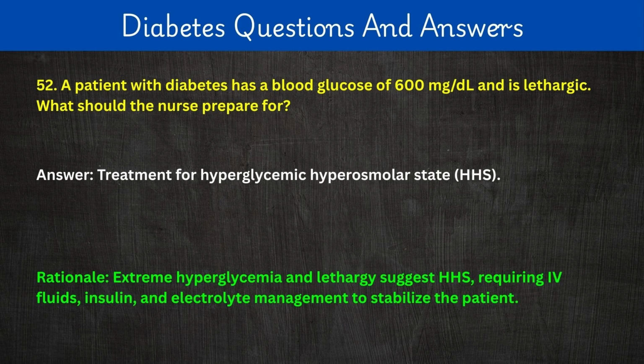52. A patient with diabetes has a blood glucose of 600 milligrams per deciliter and is lethargic. What should the nurse prepare for? Answer: treatment for hyperglycemic hyperosmolar state, HHS. Rationale: extreme hyperglycemia and lethargy suggest HHS, requiring fluids, insulin, and electrolyte management to stabilize the patient.